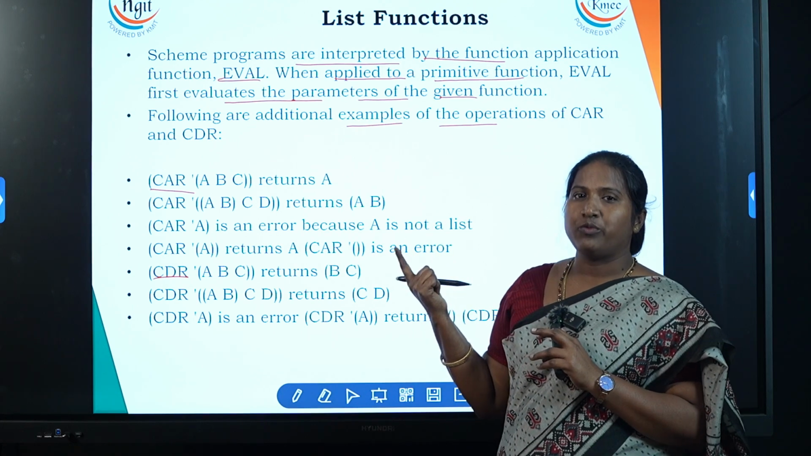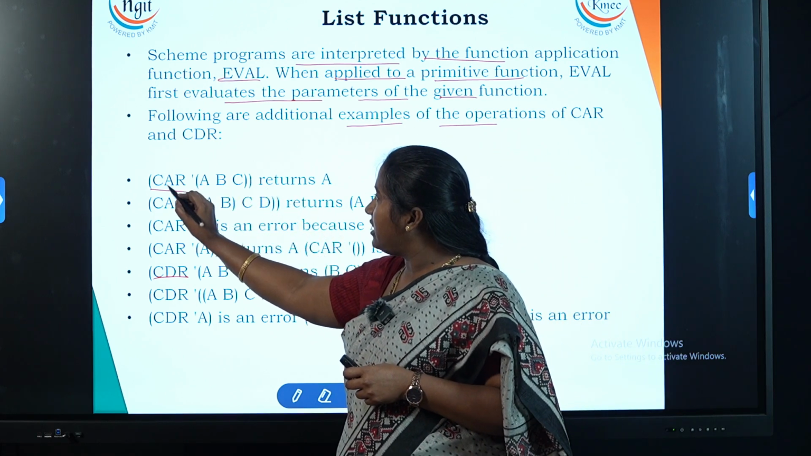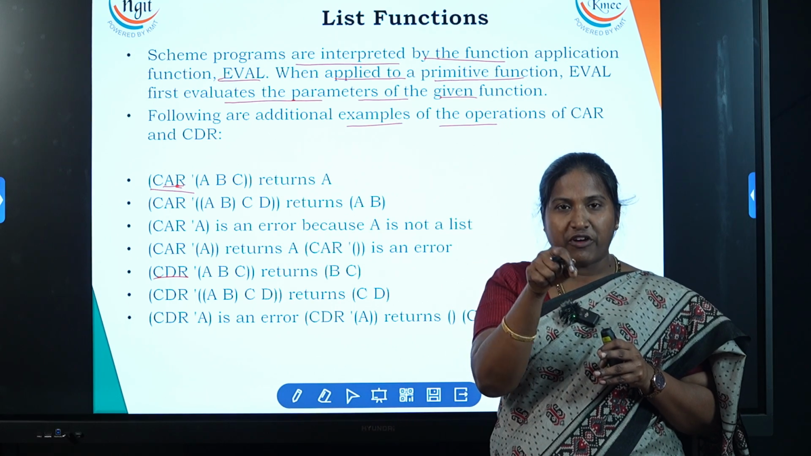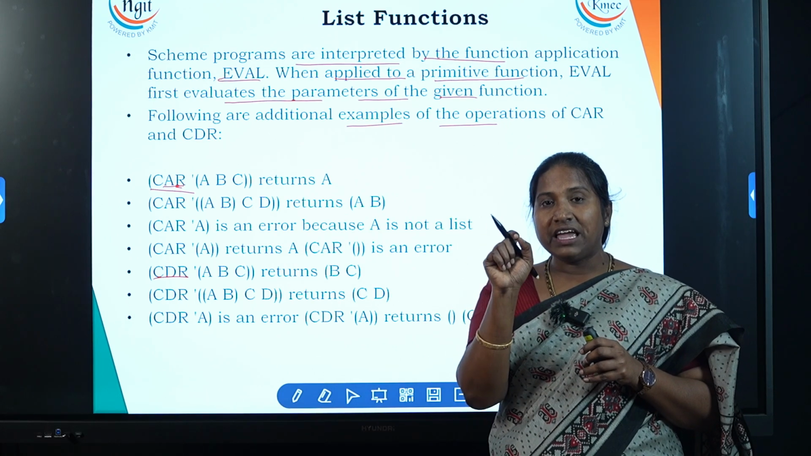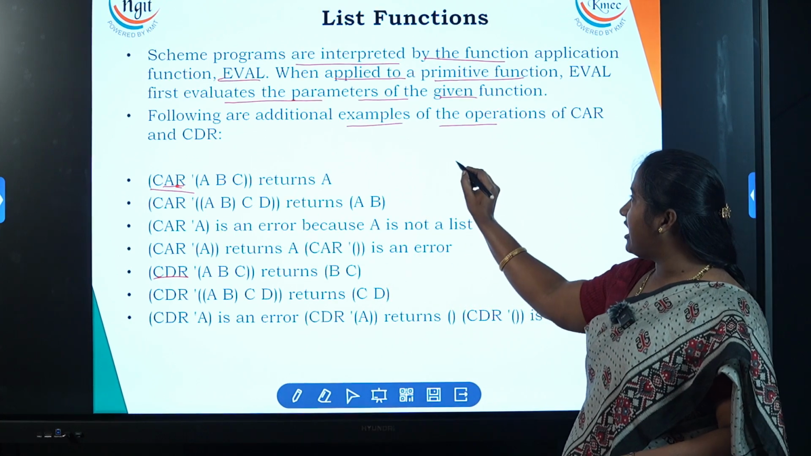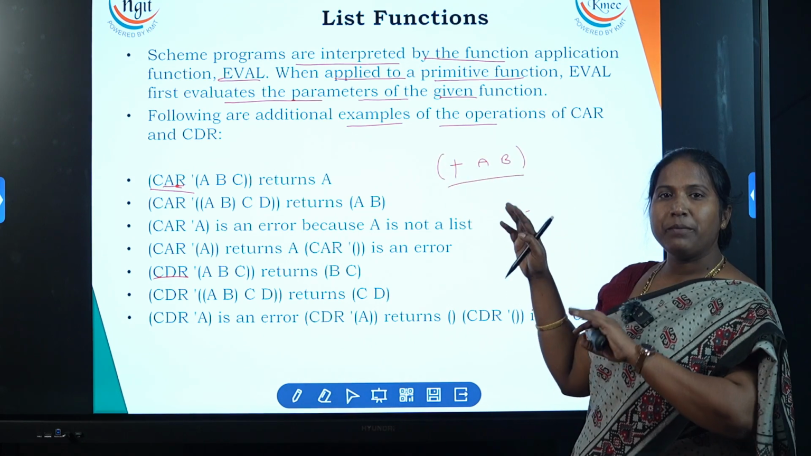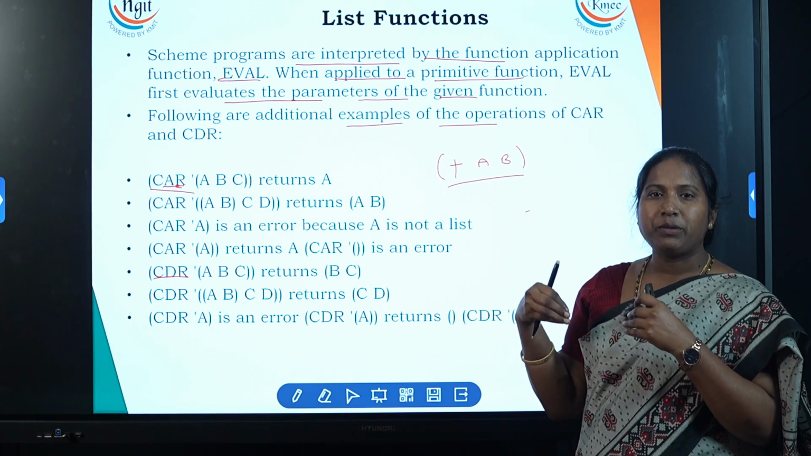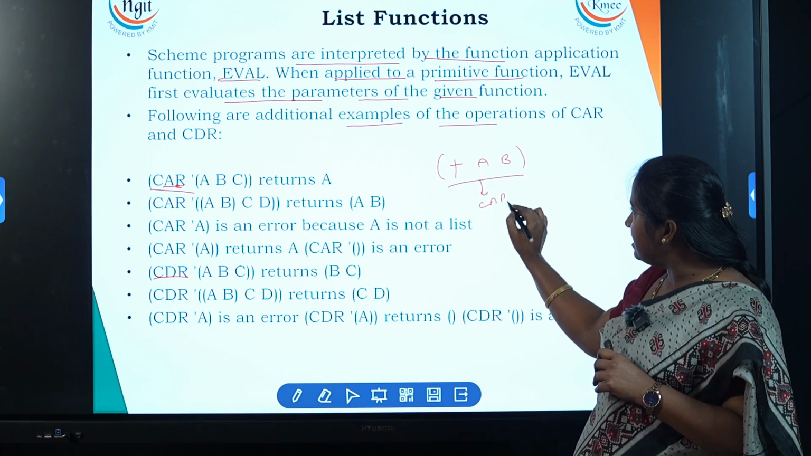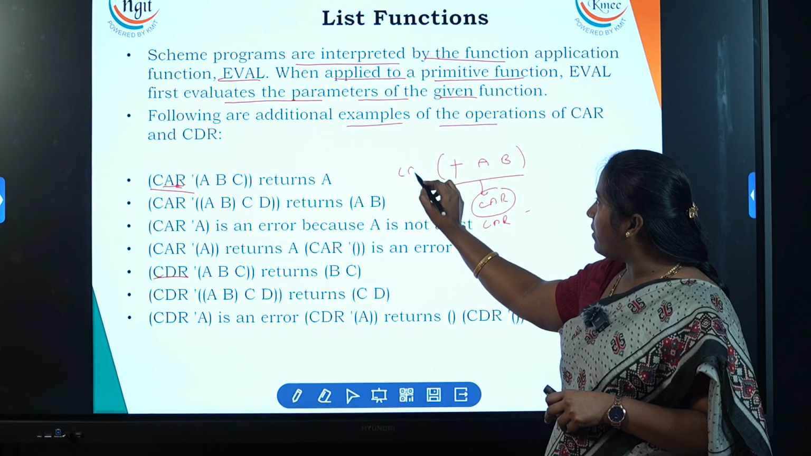Following are additional examples of the operations of CAR and CDR. What do these two mean? When I use the CAR function, it returns the address of the parameter. Basically, the parameter address will be what? The function. Fine. If I say data, it returns the parameter. I'll simplify with an example. Let's say plus A and B. I can apply most of the functions. Now I am applying list functions on this function. So what are the list functions? CAR and CDR. Let's say that I am applying the CAR function here.